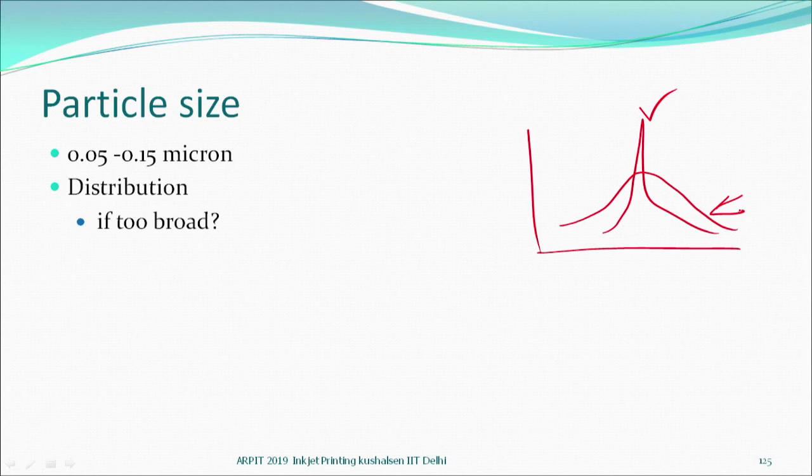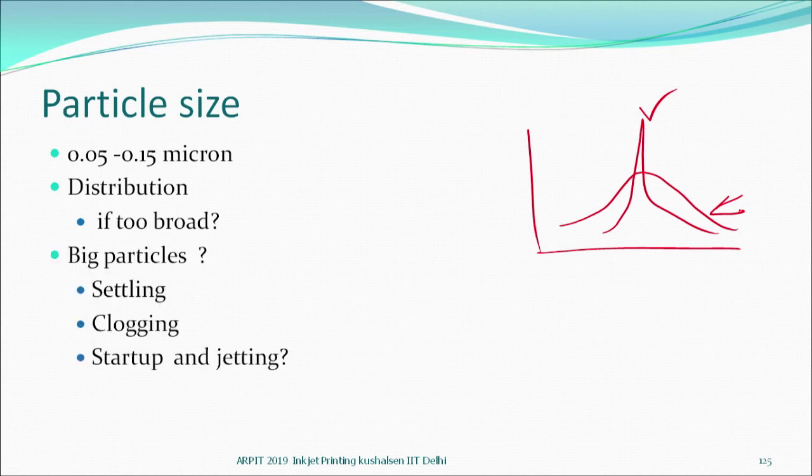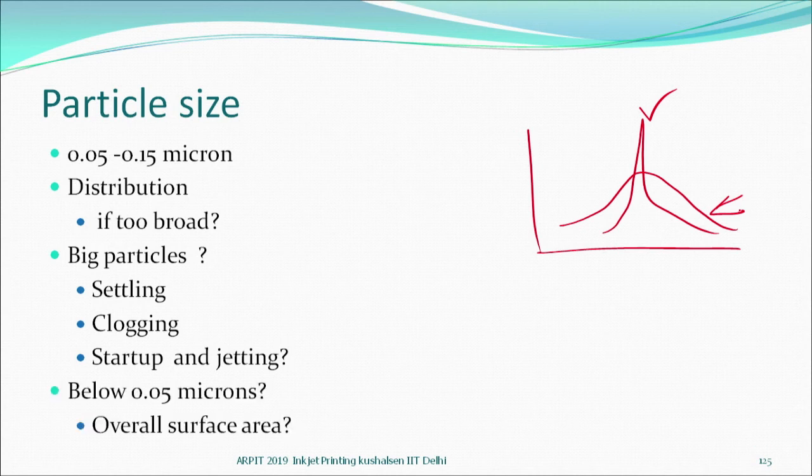If there is a broad distribution, that means there are particles which are very large in size, which will clog at some stage or the other. So, big particles will do settling, clogging and cause problems in startup and jetting. Below 0.05 microns is also not a very good idea, because the overall surface area becomes very high, surface energy becomes very high, and so these particles will always have a tendency to agglomerate and then cause problems in different ways.